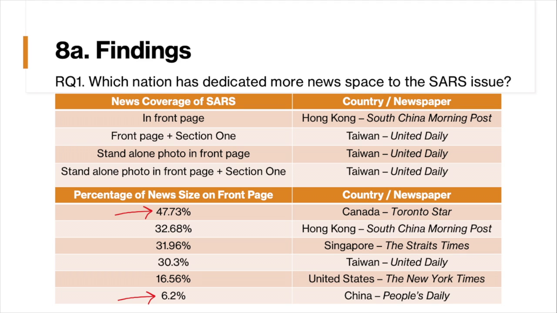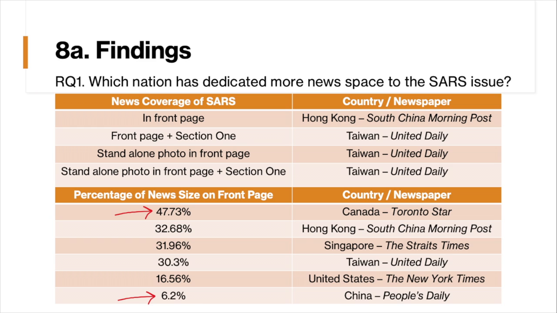Moving on to the final point, number 8, the findings. The first research question asked which nation has dedicated more news space to the SARS issue. And so the researchers actually took 2 approaches to this question, and for news coverage of SARS in the front page, section 1, standalone photos and standalone photos plus section 1, it looks like Taiwan's United Daily was the one that dedicated the most news space.